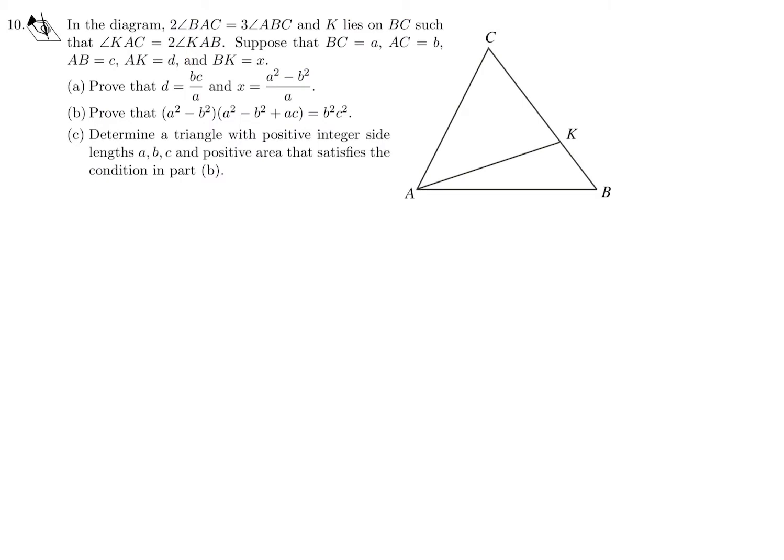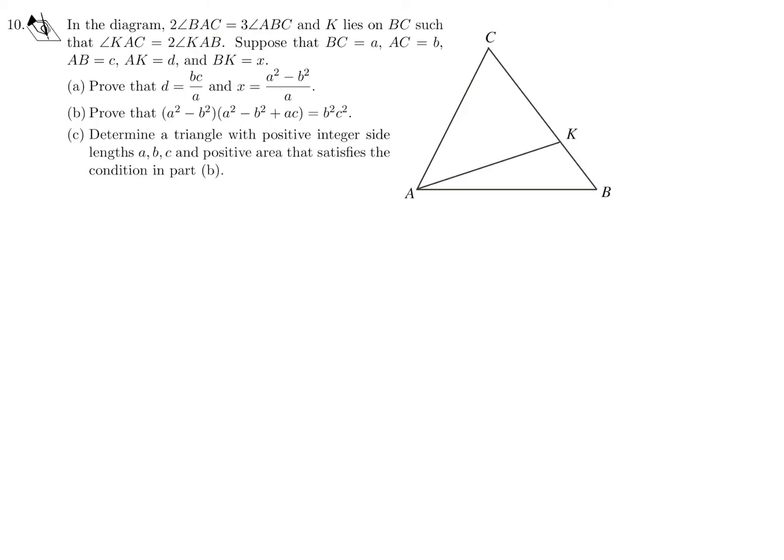In the diagram, 2 times the angle BAC is equal to 3 times the angle ABC, and K lies on BC such that angle KAC is equal to 2 times angle KAB. Suppose that BC is equal to a, AC is equal to b, AB is c, AK is d, and BK is x. Prove that d is equal to bc over a, and x is equal to (a squared minus b squared) over a. First, let's look at this diagram.